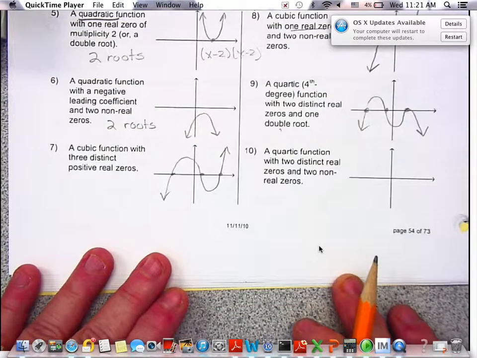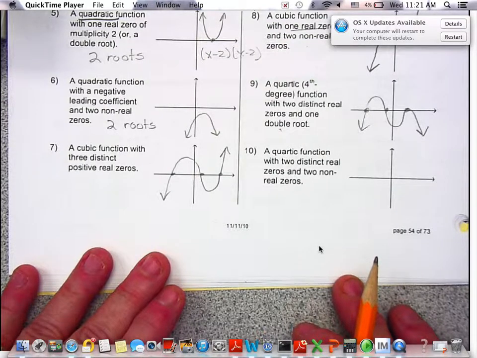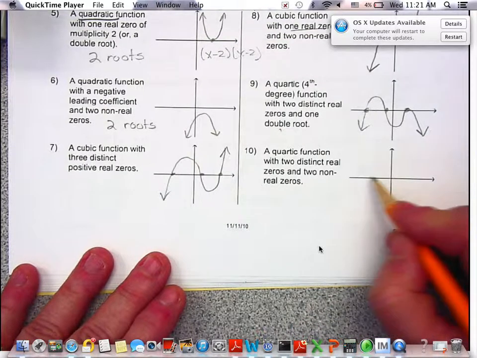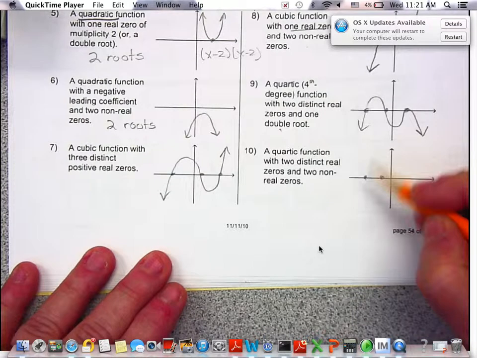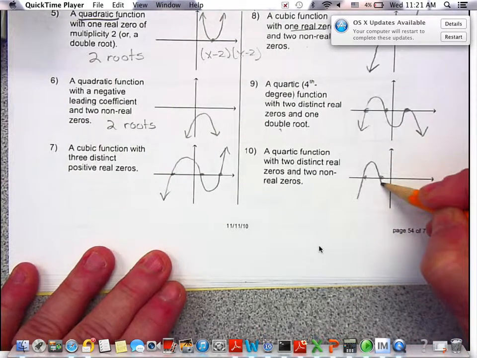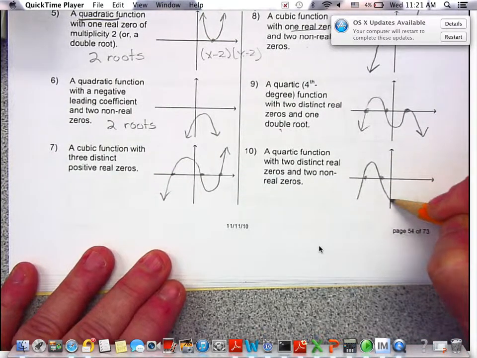Okay, a quadratic function with 2 distinct real roots and 2 non-real zeros. Are your distinct ones? Then what would you do? Make a bend, but not touch the x-axis.